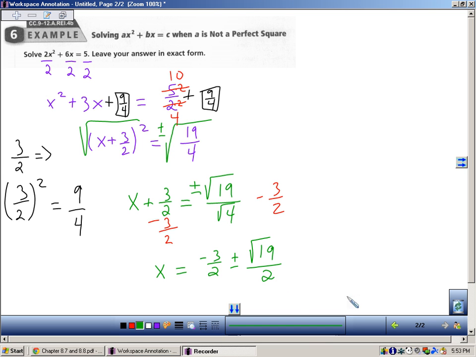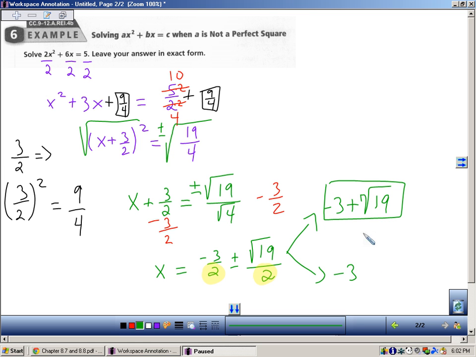Alright, so take a good look at this question and simplify it even further. So, we have a common denominator, look. See it here? It's 2. So we can add the numerators together, the negative 3 and the square root 19. They don't really combine, but they do simplify. So this would be negative 3 plus the square root of 19. Leave it in exact form. And then the other solution is negative 3.